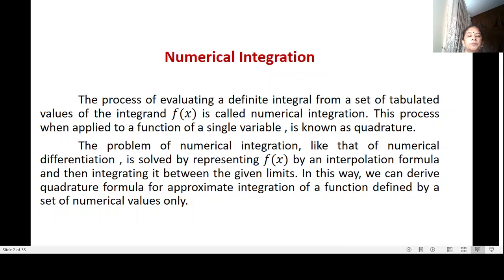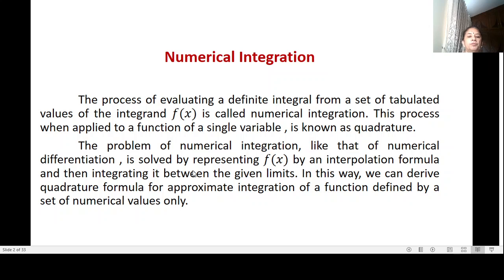Okay, so this process when applied to a function of single variable is known as quadrature. What is quadrature? If we integrate a function of single variable, we get quadrature. That is, the process when applied to a function of single variable is known as quadrature.